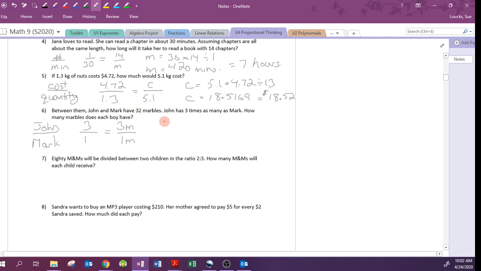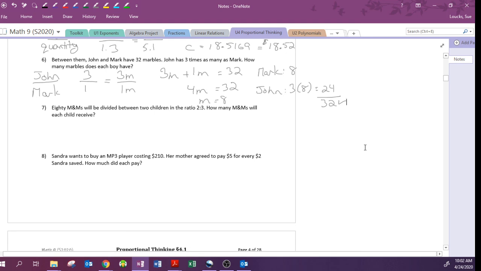But what I do know is that the number of marbles that John has plus the number of marbles that Mark has is 32. So 4M is 32. And that means that M is 32 divided by 4, which is 8. So then Mark has 8 marbles and John has 3 times 8, which is 24 marbles. And then I would always check that. I'm going to add my 8 plus my 24 to make sure that I get 32, because that's what I need to have. Okay, pause the video, try the next 2 questions now that you've had that.